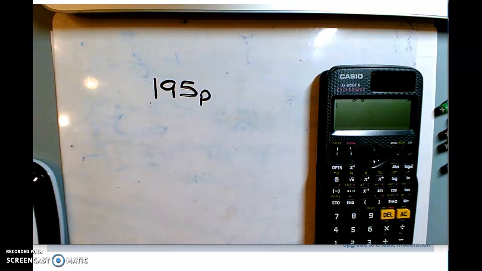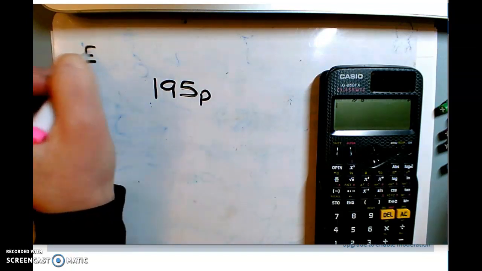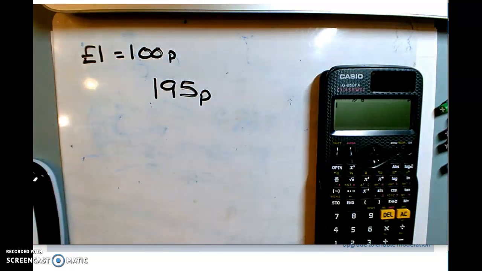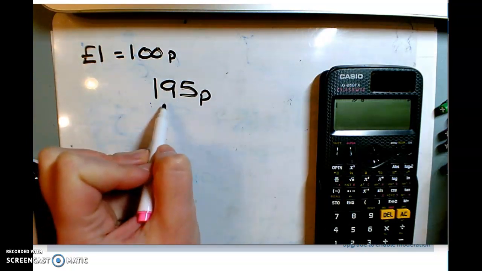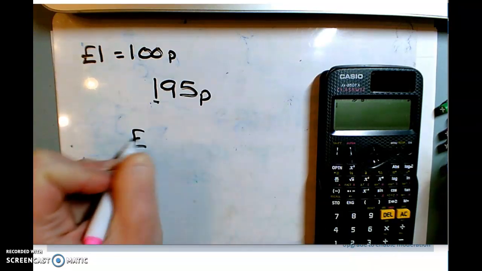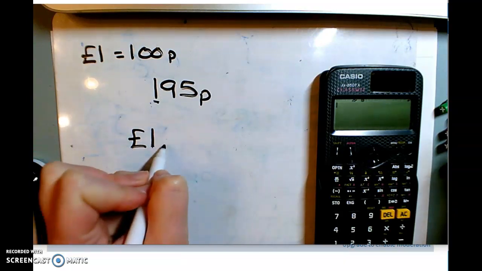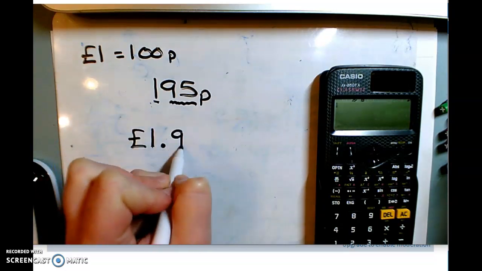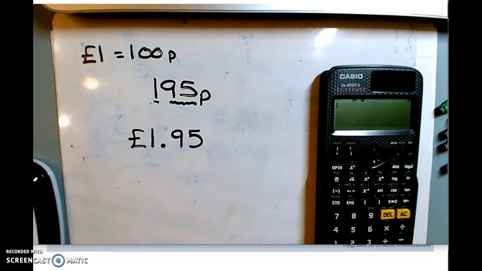So let's look here. We have 195p. How many whole pounds would that be? Well, where this comes in is 1 pound, we know is equal to 100 pennies, so 100p. So we have to ask ourselves, how many 100s are there? Well, there's 1. Okay, we have 100. So we're going to have 1 whole pound, and we'll be left over with 95p. So 1 pound, 95. And that's how you write it from pennies to pounds and pence.